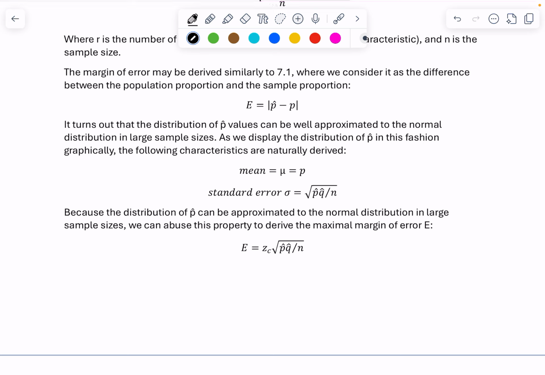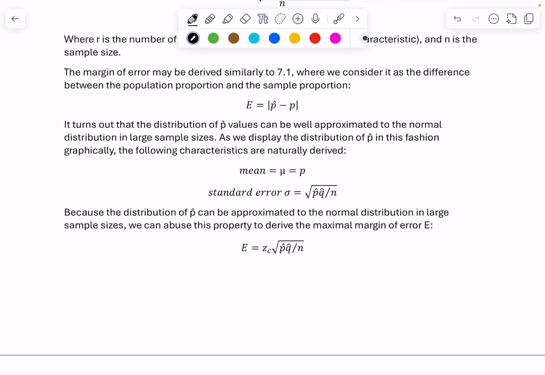It turns out that if we take the distribution of our p hat values, we can approximate them to the normal distribution as we get a larger and larger sample size. That's going into the central limit theorem that we talked about in a previous chapter. As our samples increase, we get closer and closer to our normal distribution. That's happening here with our p hat values.